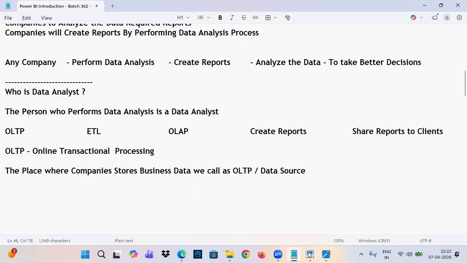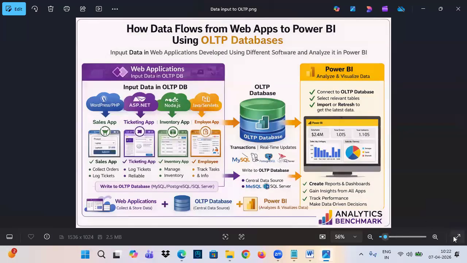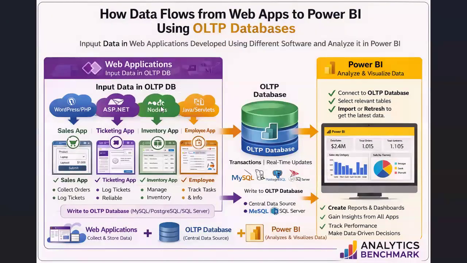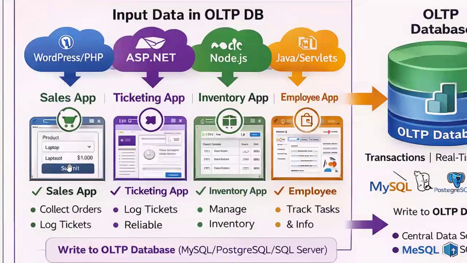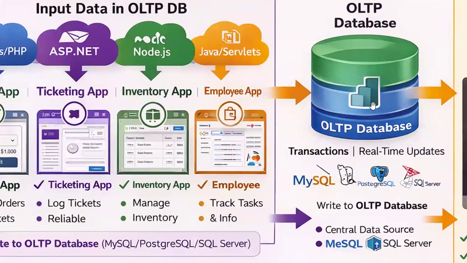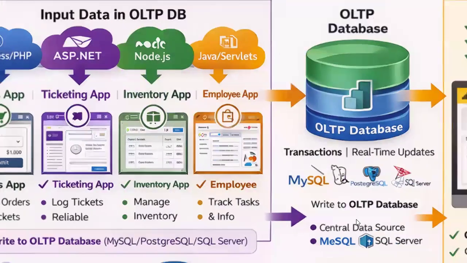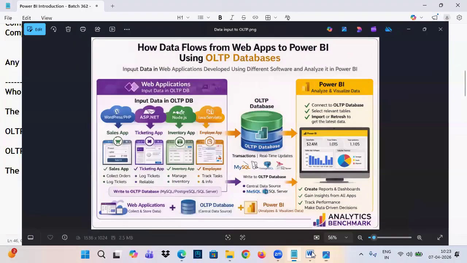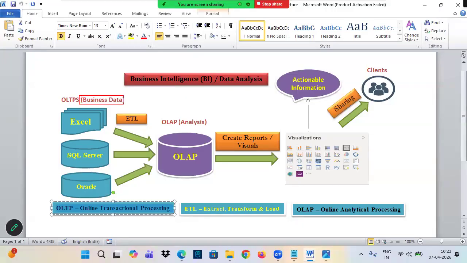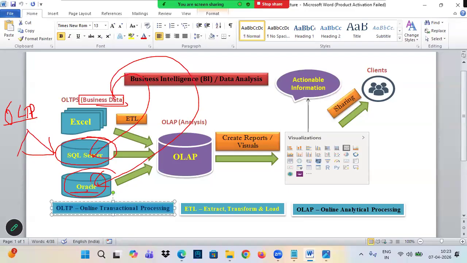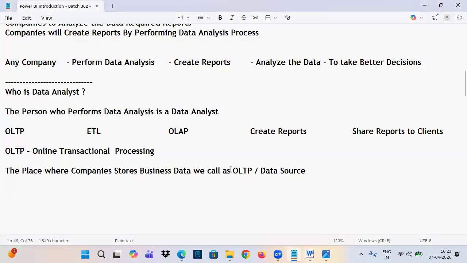Wherever I said OLTP or data source, you see here in this image, companies will have a lot of front-end applications. Using them, they will enter the data like this. When they enter the data like this, the data will go and be stored in OLTPs. Let me open this image. If I store the business data in SQL Server, I can call SQL Server an OLTP. If I store the business data in an Oracle database, I can call Oracle an OLTP. Wherever I store the company's data, we call it OLTP, guys.